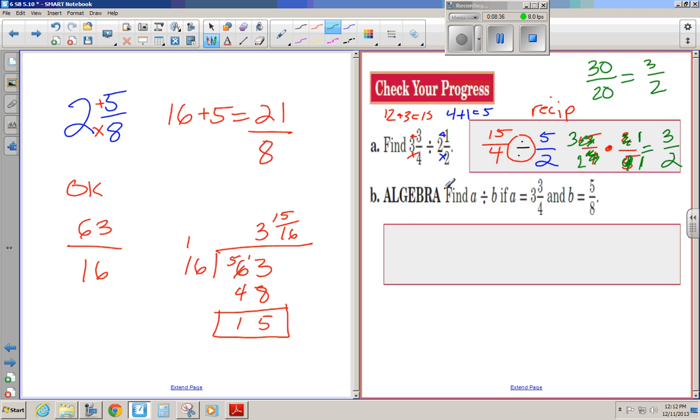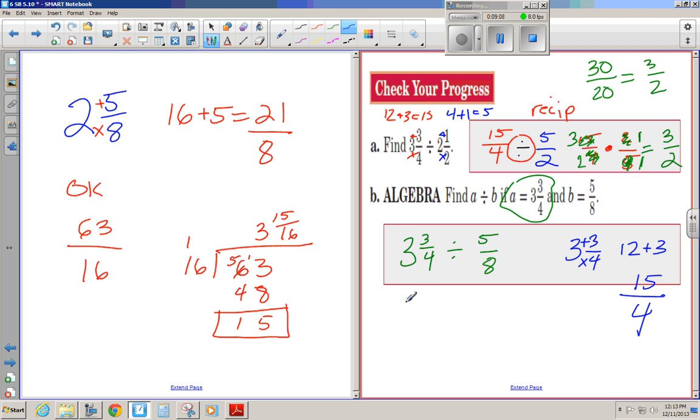Part B, A divided by B. Well, we know A is 3 3/4 divided by B, which is 5/8. So let's convert to an improper fraction. Well, 3 3/4. You multiply to give you 12, plus 3 gives us 15/4. So 3 3/4 is 15/4.